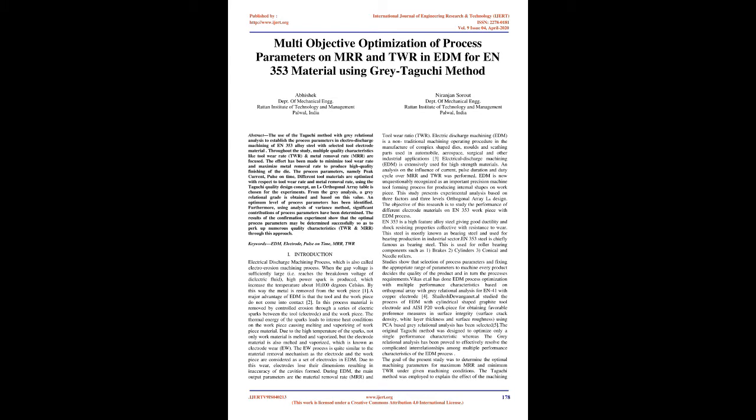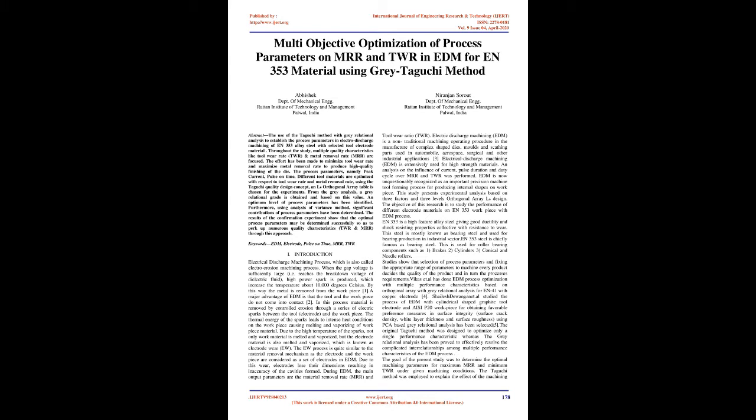The EW process is quite similar to the material removal mechanism, as the electrode and the workpiece are considered as a set of electrodes in EDM. Due to this wear, electrodes lose their dimensions, resulting in inaccuracy of the cavities formed. During EDM, the main output parameters are the material removal rate, MRR, and tool wear ratio, TWR.